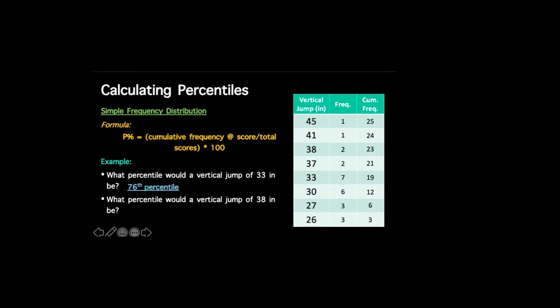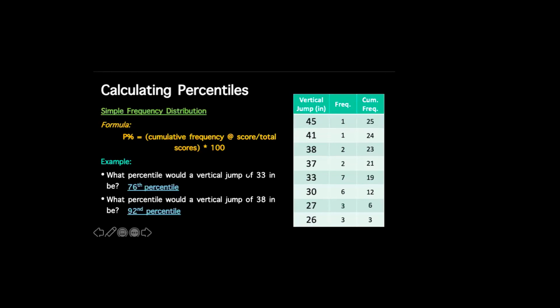Does anybody want to take a stab at what the percentile would be for a vertical jump of 38 inches? You can pop it in the chat, or someone could speak it out. Rounding to the nearest whole percent. Chat says 92. If we have consensus from more people, you can put a yes in the participant section. Another 92, this is looking good. So yes, the answer is in fact the 92nd percentile.